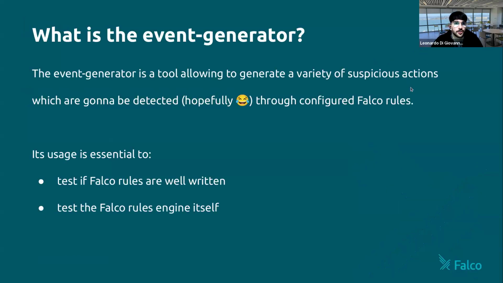What is the event generator? Basically, it is a tool that allows to generate different kinds of suspicious actions, which are going to be detected, hopefully, through configured Falco rules. This is important for two main reasons. It allows us to test Falco rules, to understand if these rules are well written and we are addressing the exact payload that we want. And as a side effect, it can also be used to test if the rules engine in Falco works.